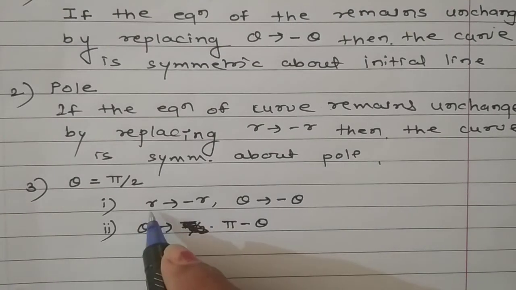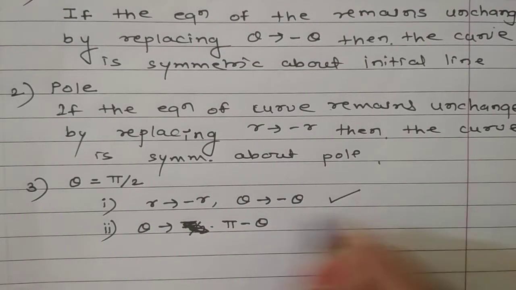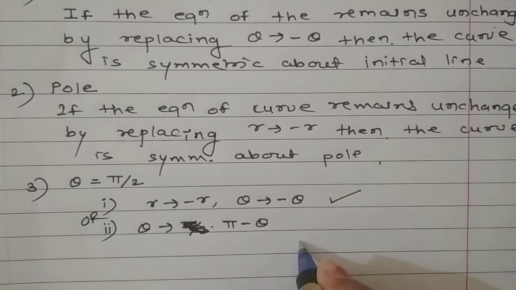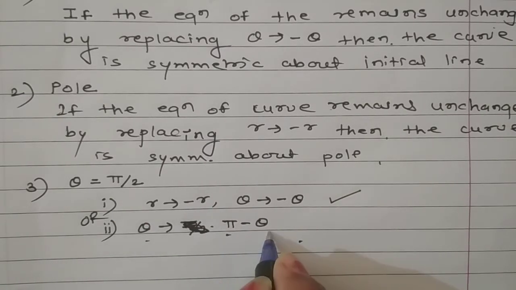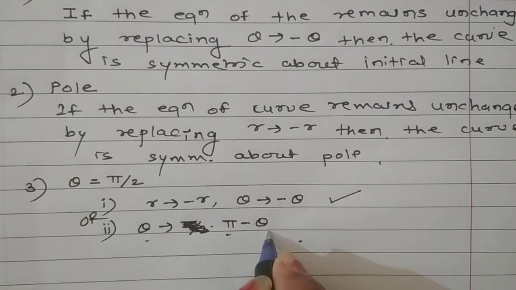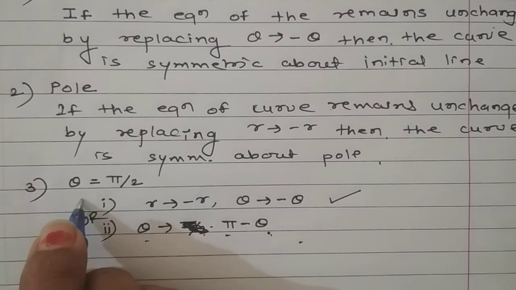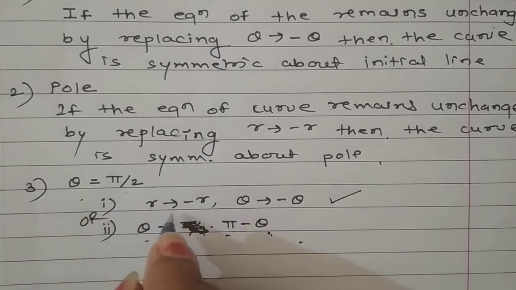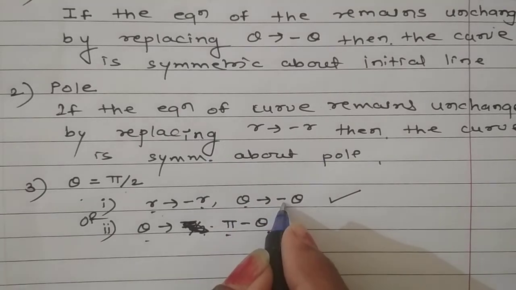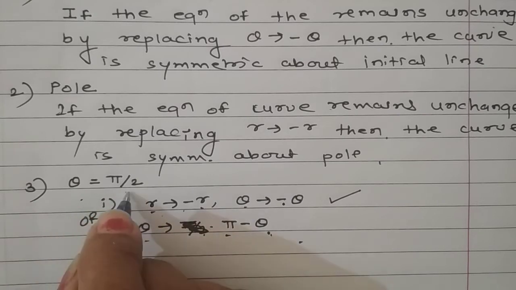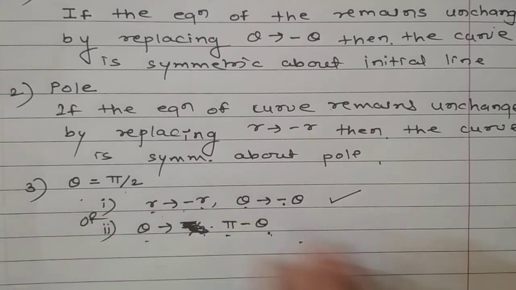There are two conditions. First, we check in that way, or we check this second method. We replace theta by pi minus theta and there is no change in the given equation, it remains unchanged. Then we say that our curve is symmetric about theta equal to pi by 2. Or if we change r by minus r and theta by minus theta and the equation of curve remains unchanged, then also we say that our curve is symmetric about theta equal to pi by 2.